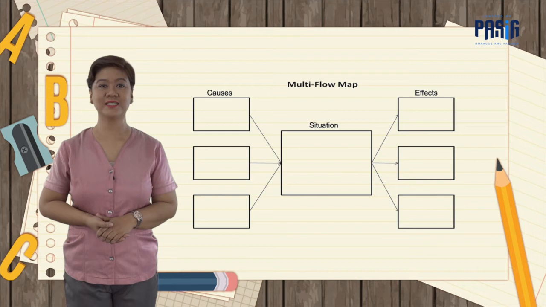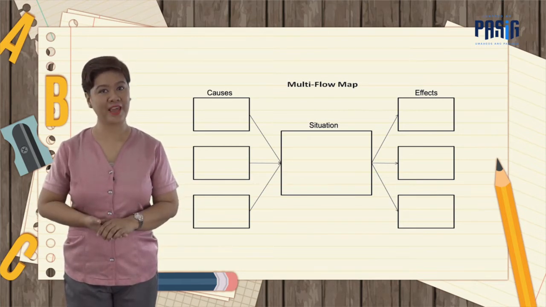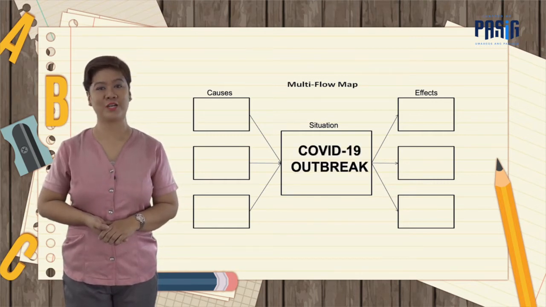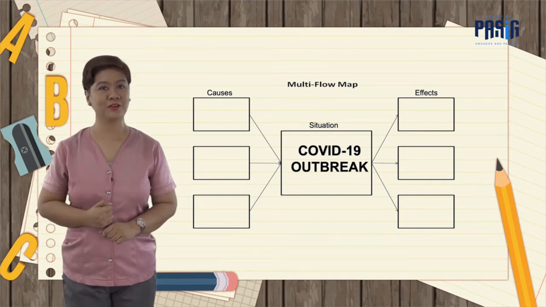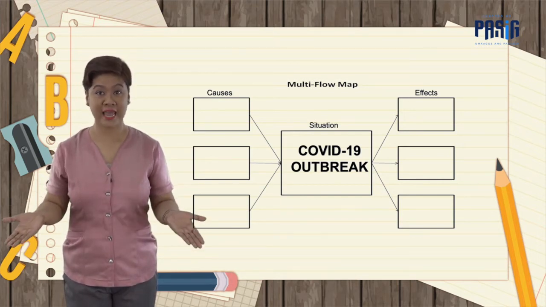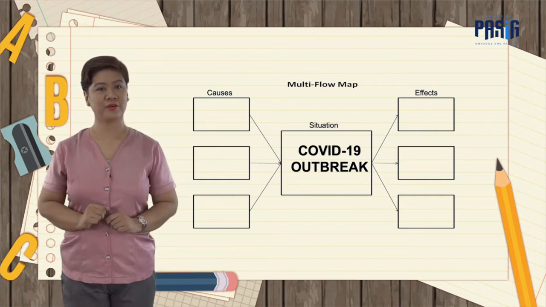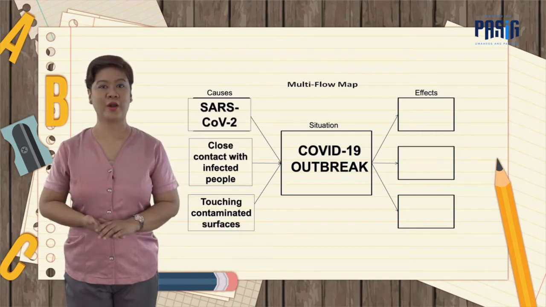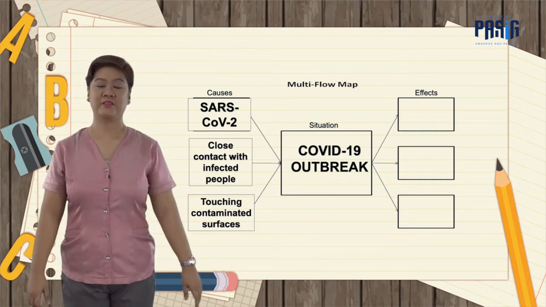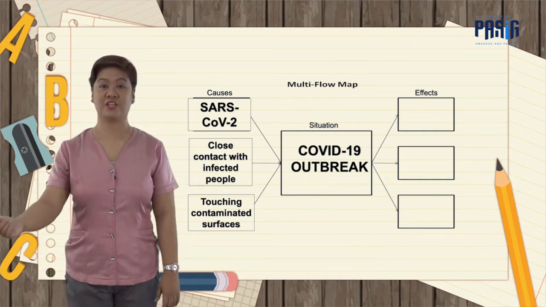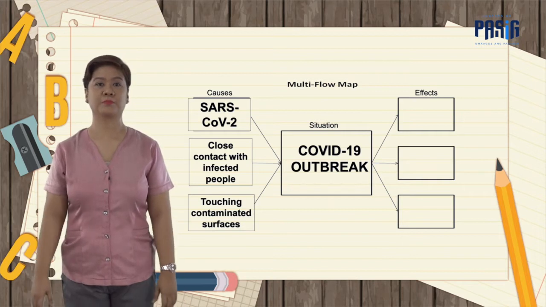Let us now answer the multi-flow map to show the causes and effects of a situation. What situation did we all face? The correct answer is, there was a COVID-19 outbreak. Let's find out the causes of this outbreak. What are they? These are the correct answers. The outbreak was caused by SARS-CoV-2, close contact with infected people, and touching contaminated surfaces.